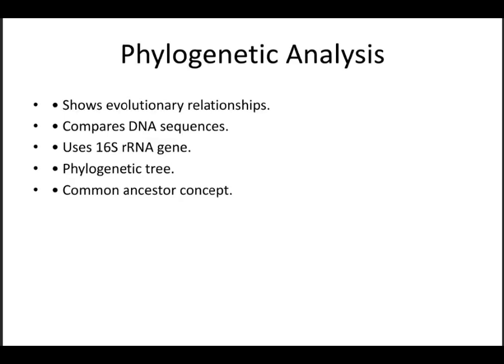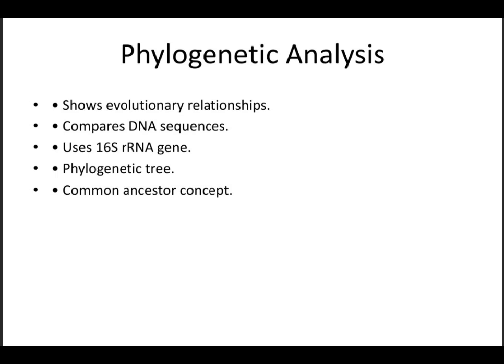Now, let's learn phylogenetic analysis. This is one of the most advanced methods of bacterial classification. The main purpose of phylogenetic analysis is to understand how bacteria evolved over millions of years. Scientists compare the DNA sequences of bacteria. DNA contains the genetic information of every living organism. If two bacteria have very similar DNA sequences, it means they probably evolved from the same ancestor.